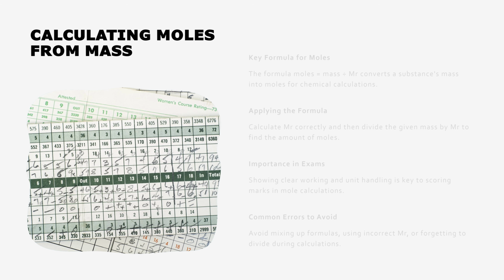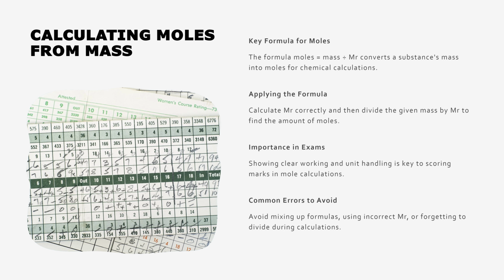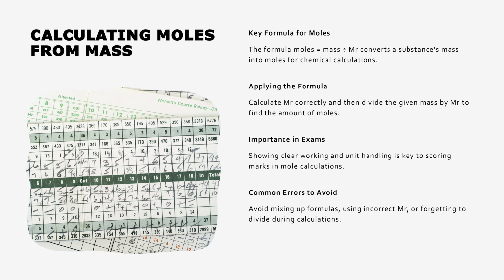One of the most common calculations in quantitative chemistry is finding the number of moles of a substance given its mass. The key formula used is moles equals mass divided by Mr. This simple relationship allows chemists to convert a measured mass into an amount of substance, which can then be used in further calculations involving chemical equations.